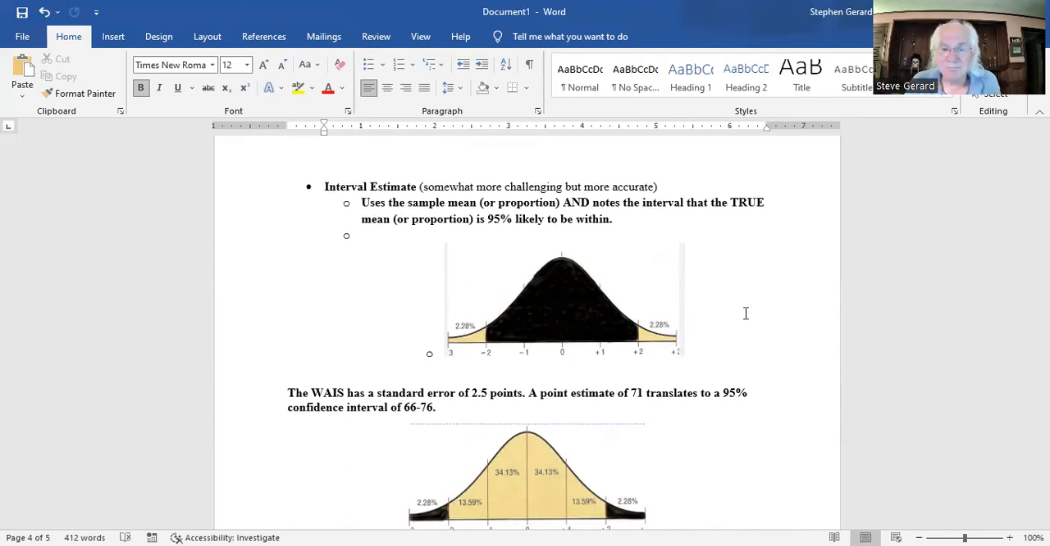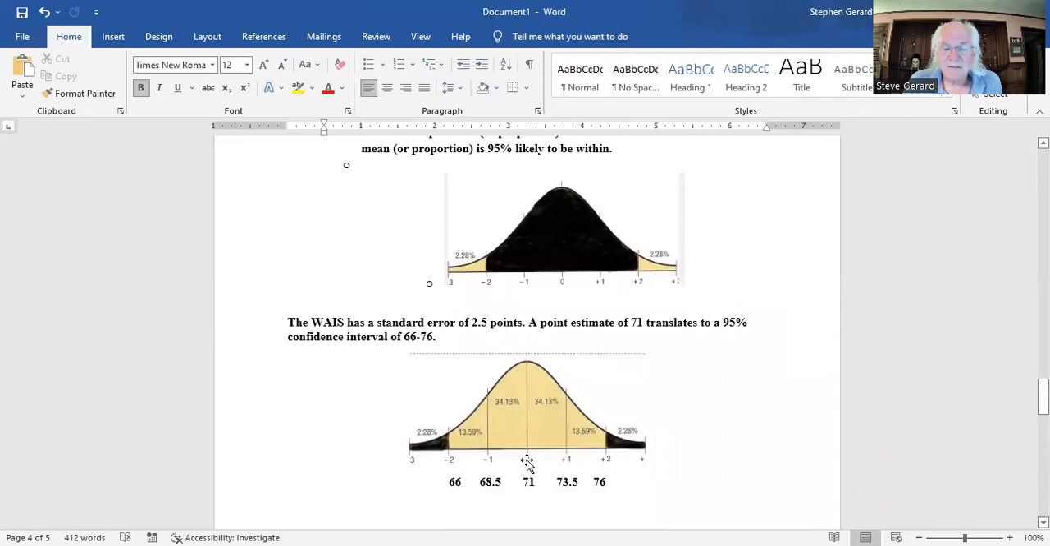What that means, someone scores 71, this person did. We don't know what this true intelligence is. We know the interval in which it is true. It's 95% likely it's between 66 and 76. You give them a second score, 95% of the time it's going to fall in that interval again. You give it again, and 95% of the time it's going to fall within that interval. Occasionally it'll fall further out, but this accounts for 95% of the cases.